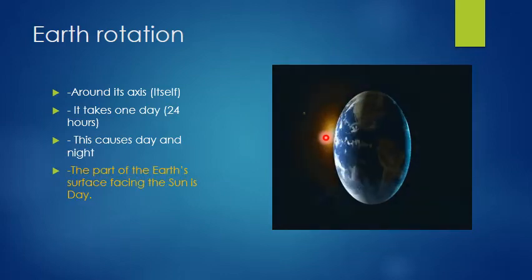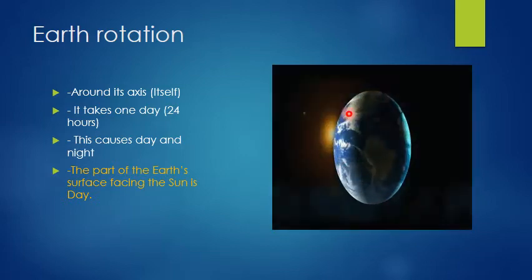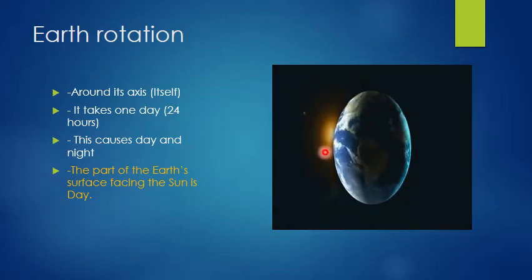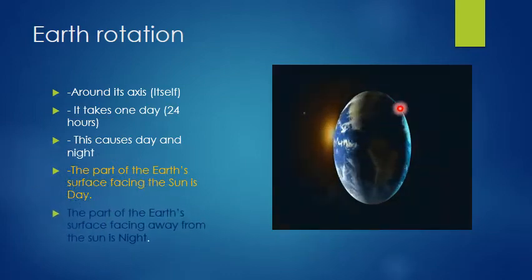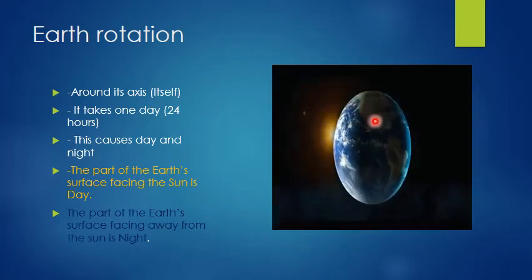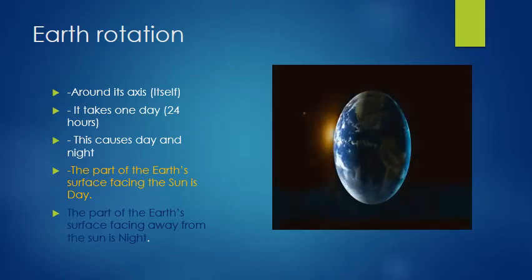So the part of the Earth's surface facing the sun, this lightened part, is where it is day on Earth, while the part that is facing away from the sun, this dark side of the Earth, is actually night.